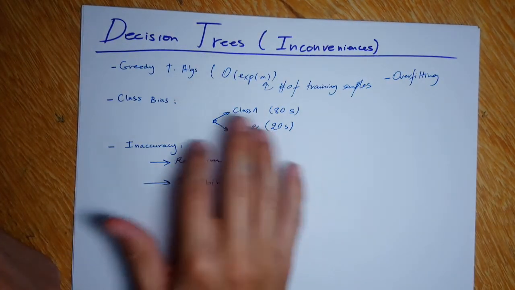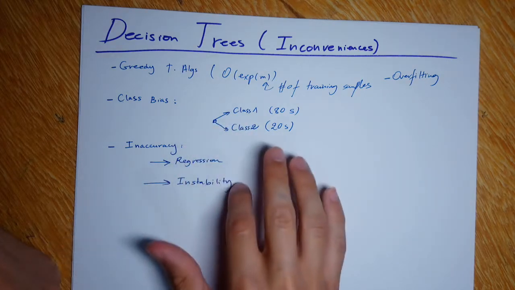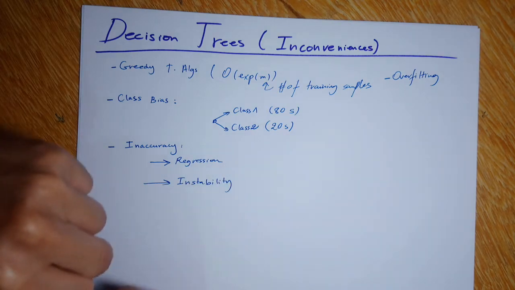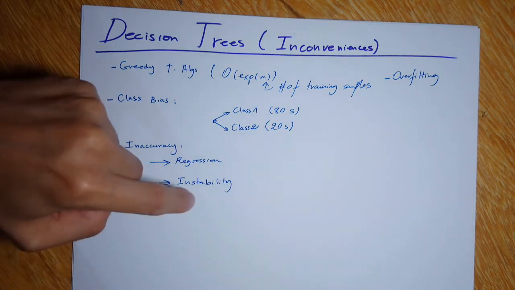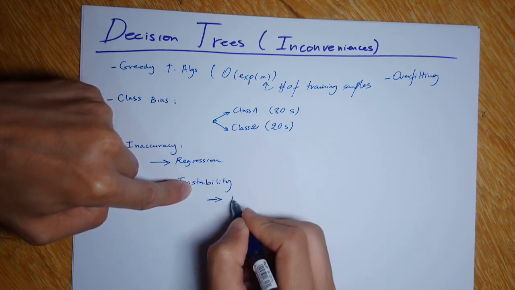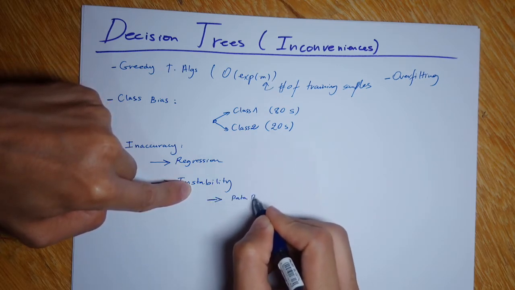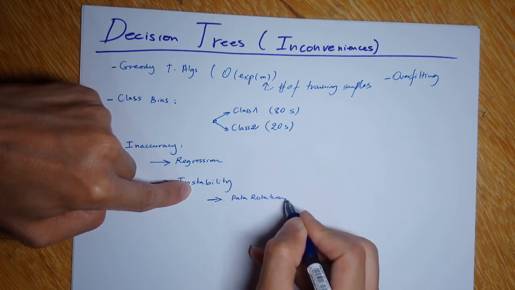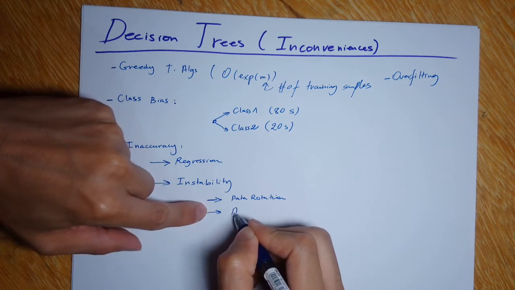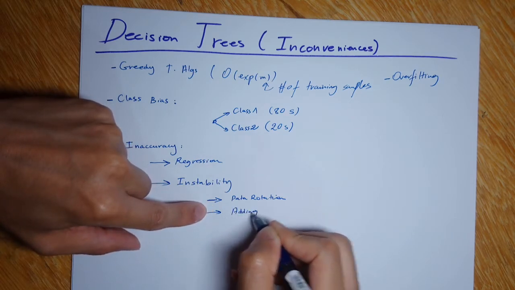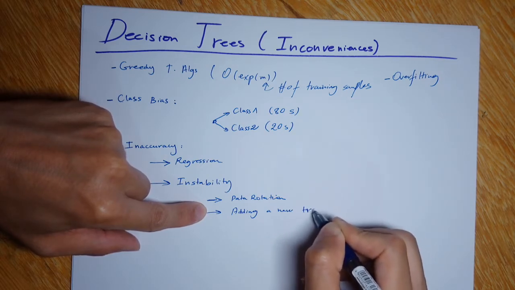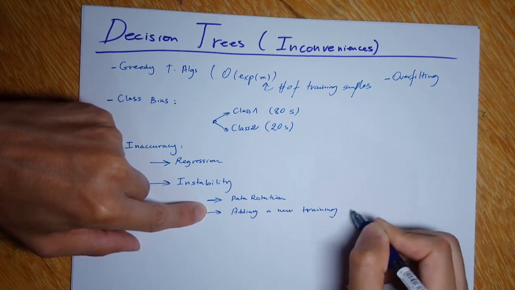So this was the regression problem, and the second is the instability of the model. And there are two factors that cause this instability. The first factor is sensitivity to data rotation, and the second is sensitivity to adding a new data point or new training samples.